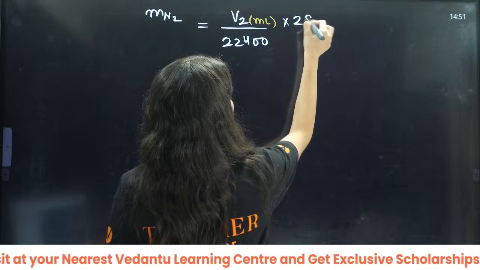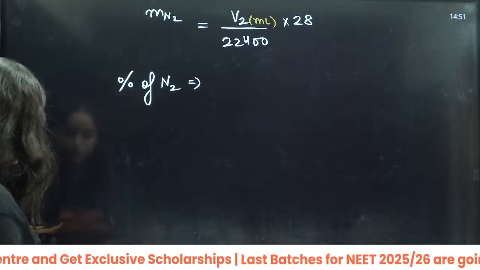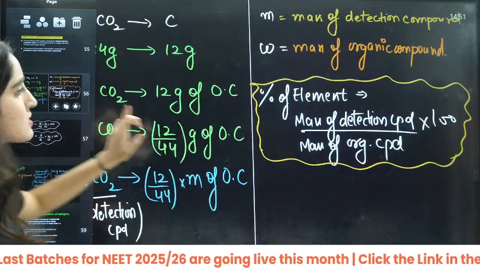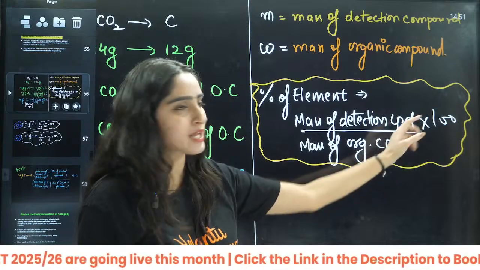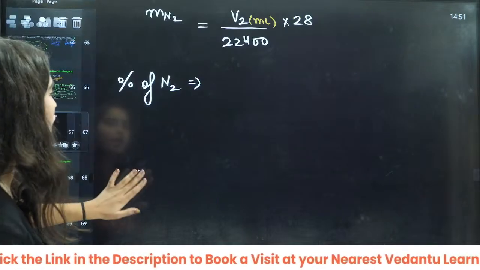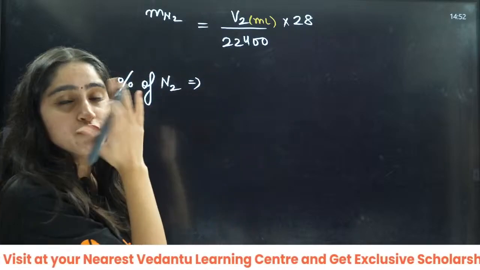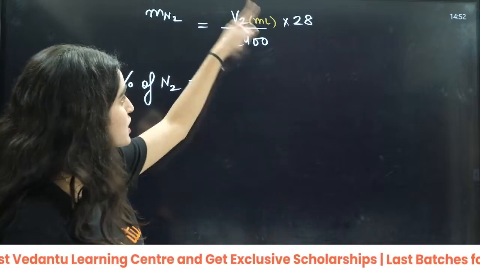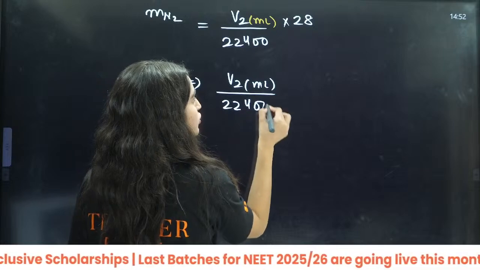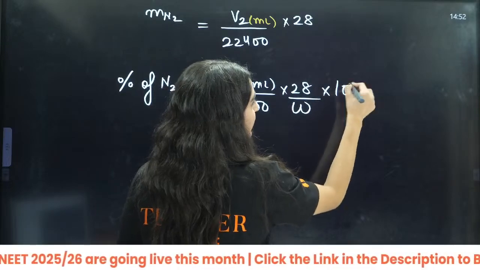Now, what is the percentage? I told you in the first formula sheet that percentage of element is mass of detection compound by mass of organic compound multiplied by 100. Organic compound mass is always W. Mass of the detection compound, N2 is the detection compound. Here the mass we have calculated will be V2 in milliliters by 22400 multiplied by 28, and the mass of organic compound is W, multiplied by 100.